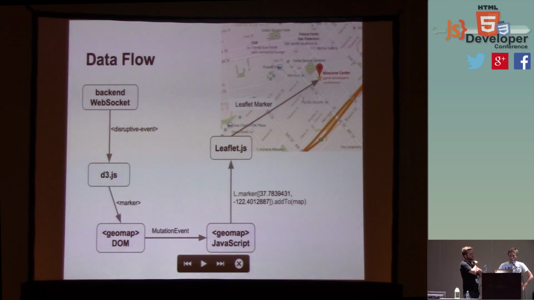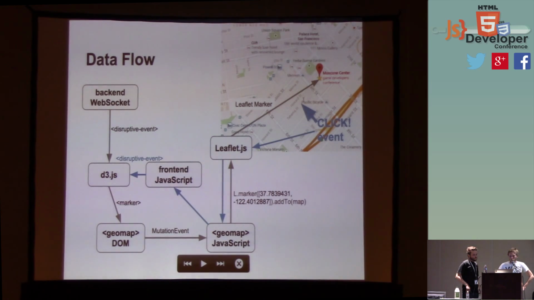And when we click on the map, we get a Leaflet event, which we listen to and route back to our front-end code, because that's the code which knows what to do. And what to do is to create a new disruptive event. And we send it to D3.js to process. And then the cycle continues. And we get duckies on loose.